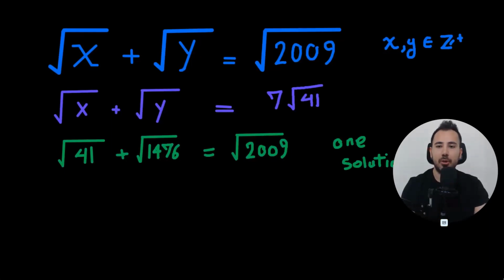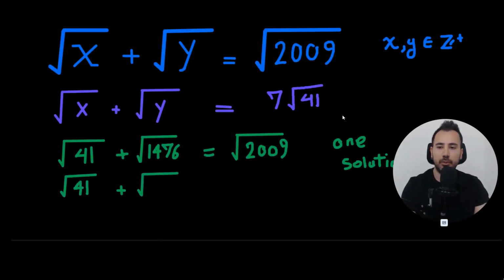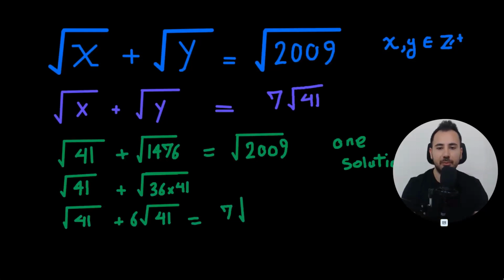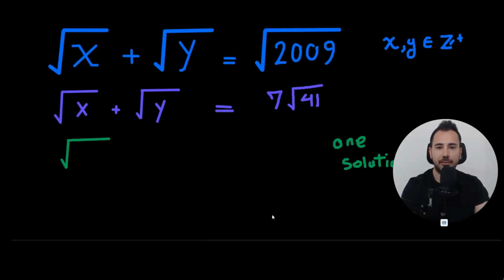Let's see why this is a solution. The square root of 41, let's write it as is, but this number is equal to 36 times 41. And we could push 36 outside the square root, so we're going to get 6 times the square root of 41. And now you could see if we factorize, this is equal to 7 times the square root of 41. We earlier found this, so it is a solution.